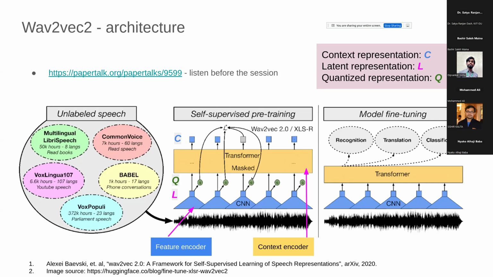Now what happens is this context vector will learn the contextual representation. Contextual means, for example, which part of the phoneme it is. For example, here R is there, so this kind of representation across all positions it will learn from that context vector.